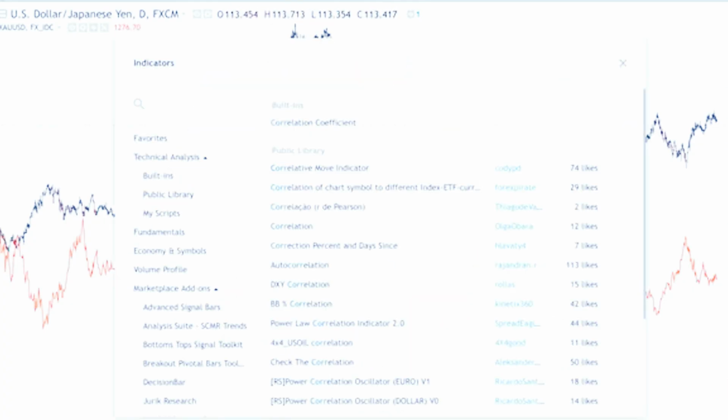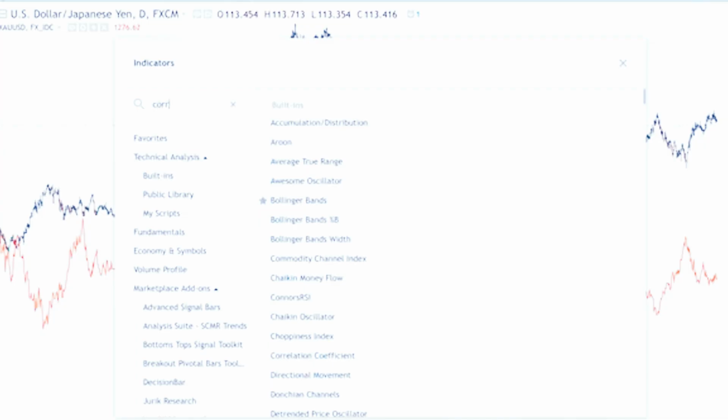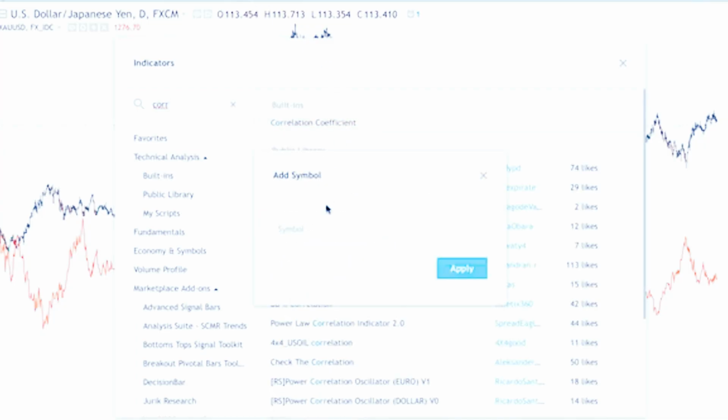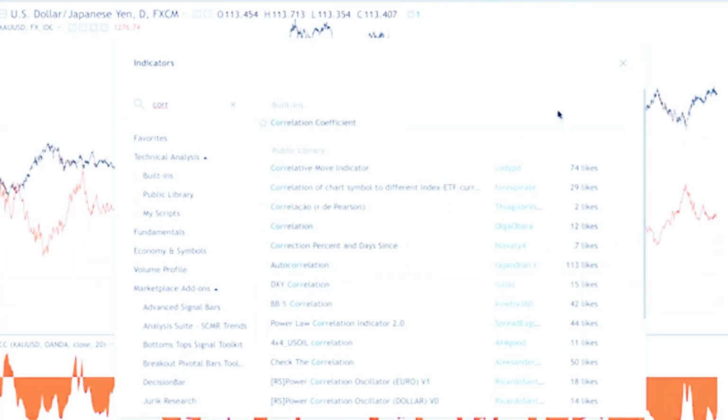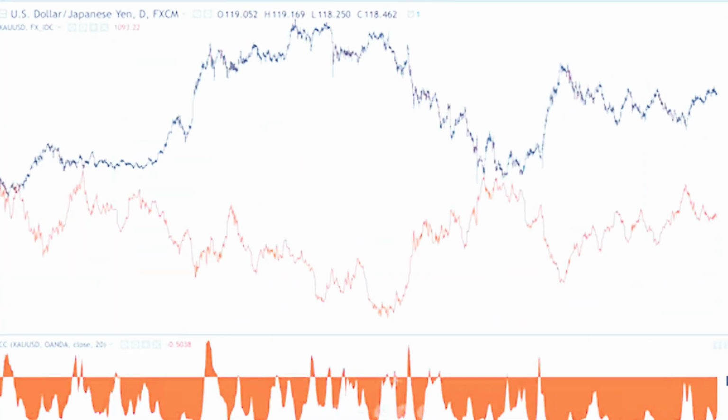And we can also use here the correlation indicator, which I think is very nice. So we just do this again. We use the correlation, and then you want to analyze, you type in gold. And here we can see that this is quite true. So when the US dollar goes up, then gold goes down. And here we see that the correlation is very negative, almost close to -1 most of the time.